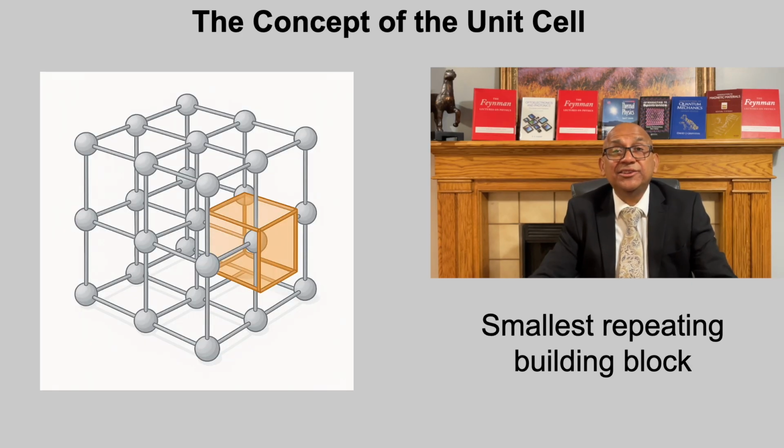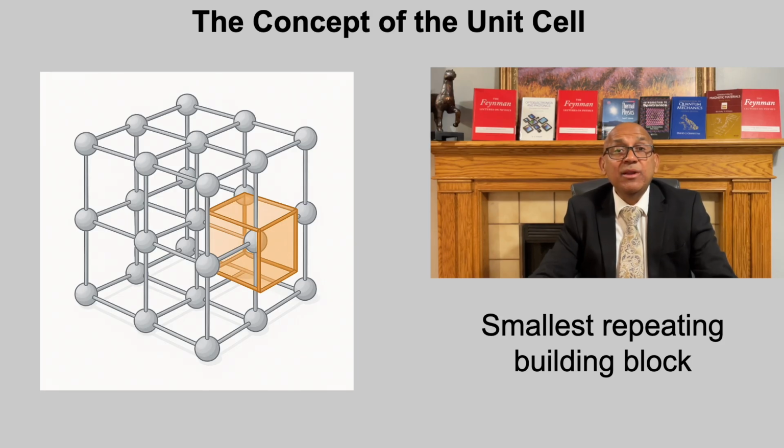While crystals extend infinitely in 3 dimensions, we don't need to describe every atom individually. Instead, we use the concept of a unit cell, the smallest repeating building block that captures the full symmetry and arrangement of the structure. By stacking these unit cells along the 3 lattice vectors, we can reproduce the entire infinite crystal. Think of tiling a floor with identical tiles. Each tile represents a unit cell and the floor represents the crystal.